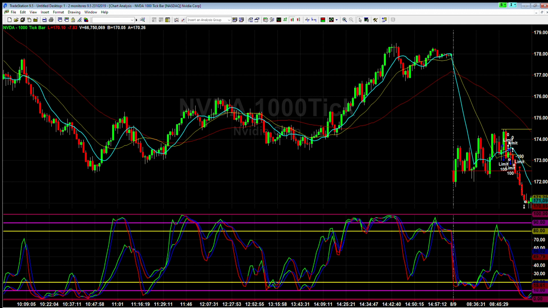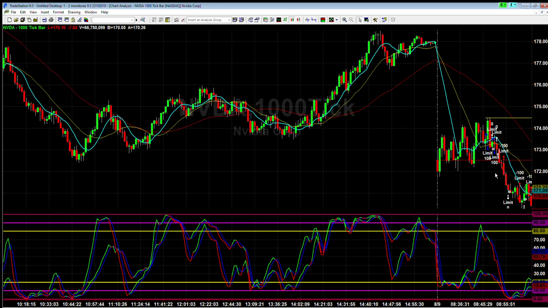I saw how this red candle broke this trend line, so I decided to enter short. That was my signal, so I decided to enter short here in this setup. I entered short around here, 172.20, I guess, and I closed the trade here. I closed the trade here because I saw a resistance here in the daily time frame.